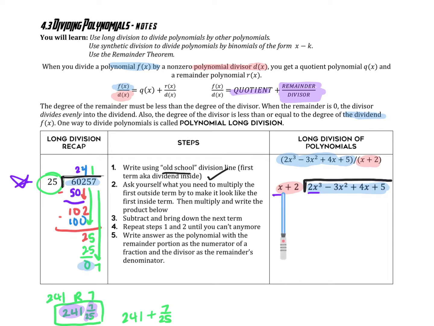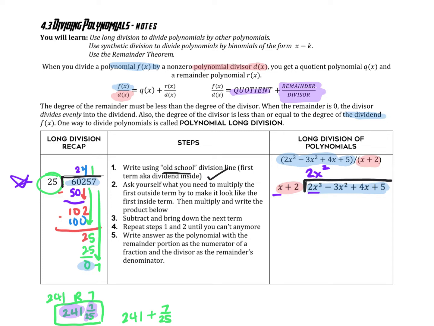Now we're going to ask ourselves, what do I need to multiply x by to make it 2x to the third, or as close to that as possible? Well, to get the 2 in front, I need to multiply by a 2. To get it to be x to the third, I already have 1x, so I need x squared more, so that when I combine those, I get 2x to the third.